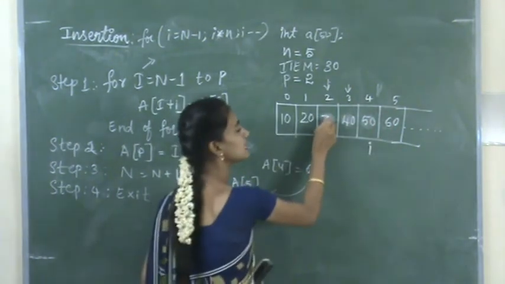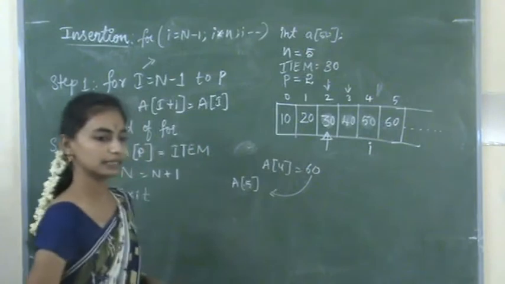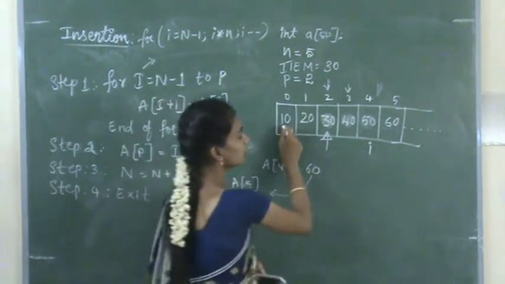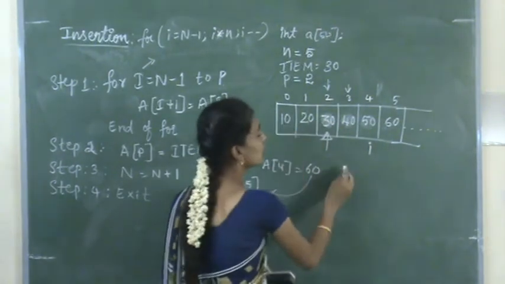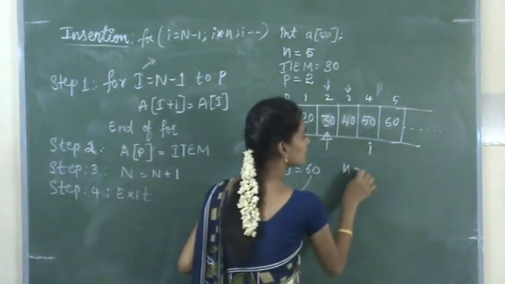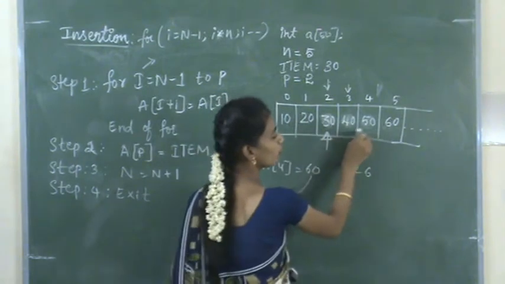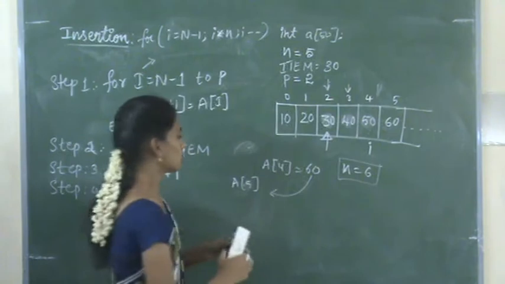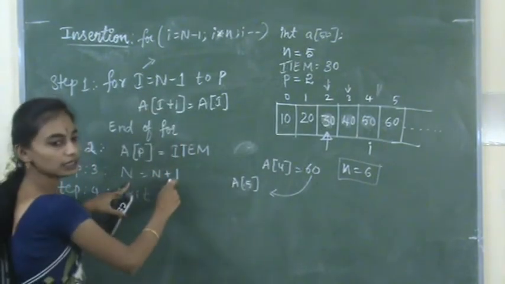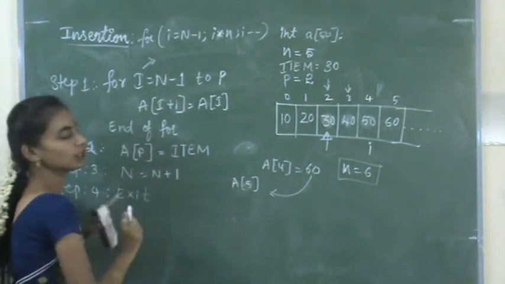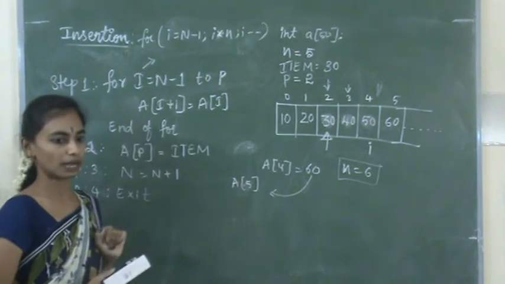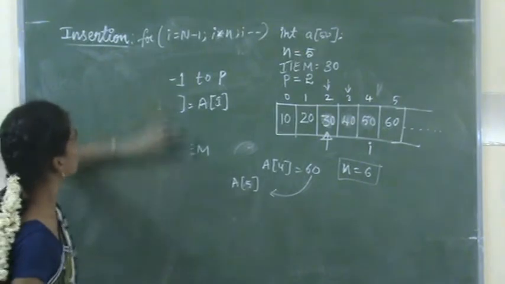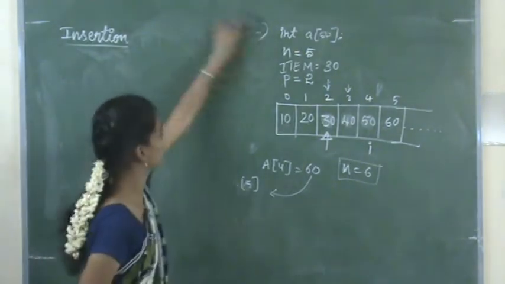Now I insert the value 30 in this array. Okay, so now I inserted. So after inserting, the array size becomes 6, right? So n becomes 6. 1, 2, 3, 4, 5, 6. Now 6 elements are present in the array. So for that, I increment the n value and exit the algorithm. So for this algorithm, we will write a program to see how it actually works.